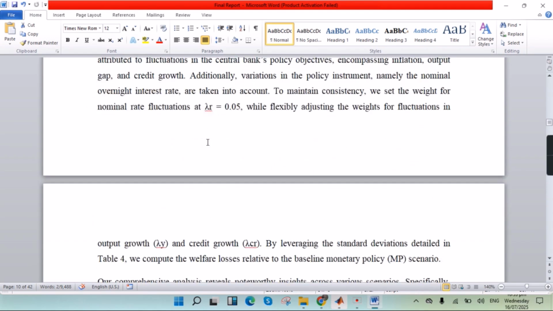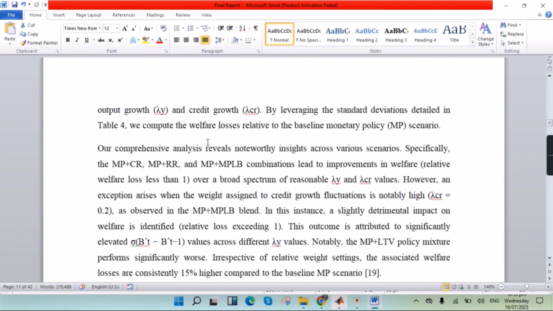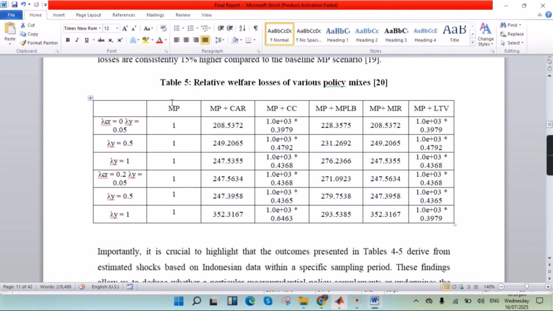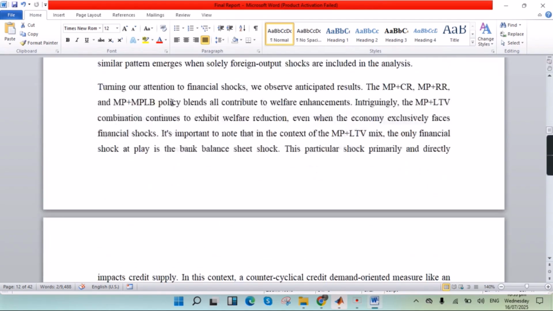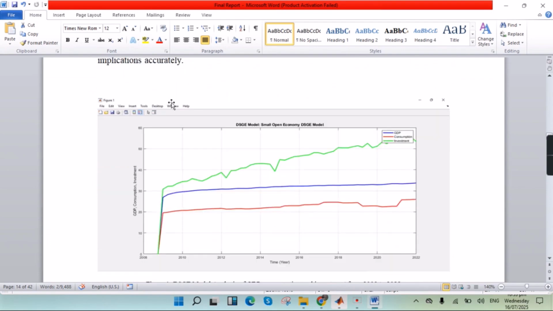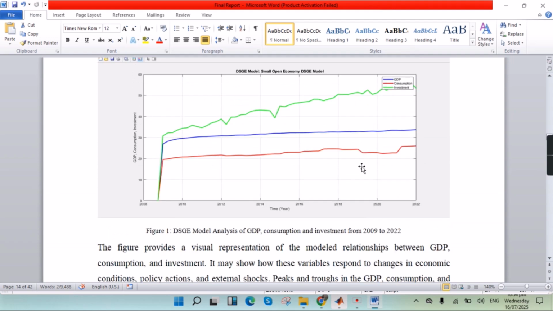The next one is the standard deviation calculation, and this one is the relative variance. I have explained all the tables with the parameters used in the calculation of different monetary policy and different parameters used during COVID-19. These are the analyses in MATLAB: GDP, consumption, and investment. The growth of investment is high during the period of 2019 to 2022, but GDP and consumption are basically low.